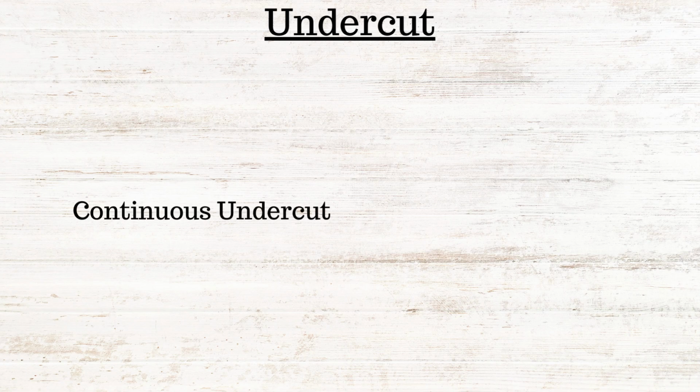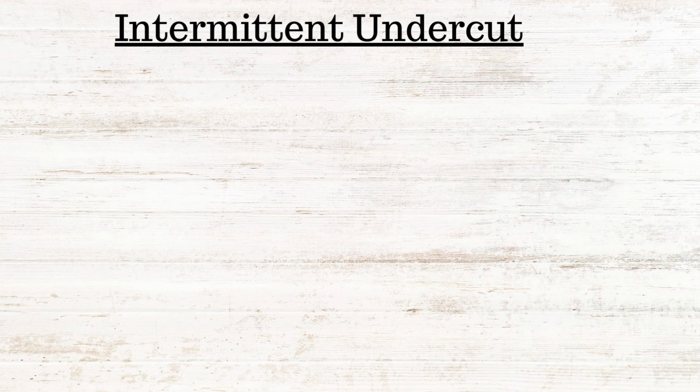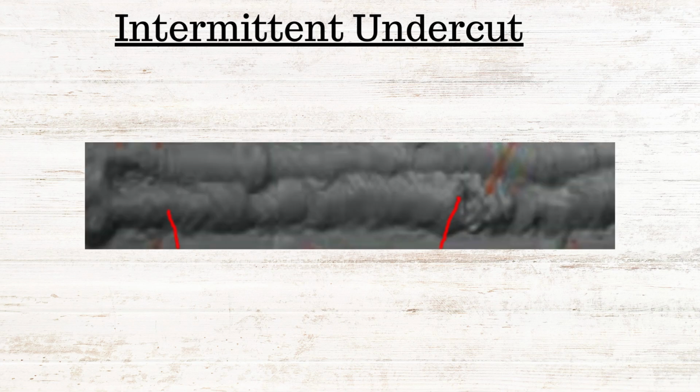You can see the example, where there is an irregular groove at the toe of a run in the parent material or in previously deposited weld metal. So there will be continuity. Similarly, there is continuous undercut, an undercut of significant length without interruption. You can see the two photographs for clarity. There is also intermittent undercut, where a short length of undercut appears on the weld metal. Refer to this photograph.